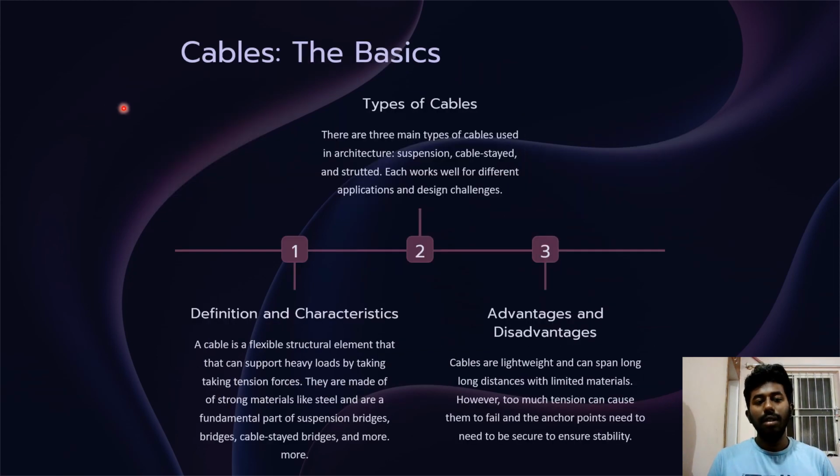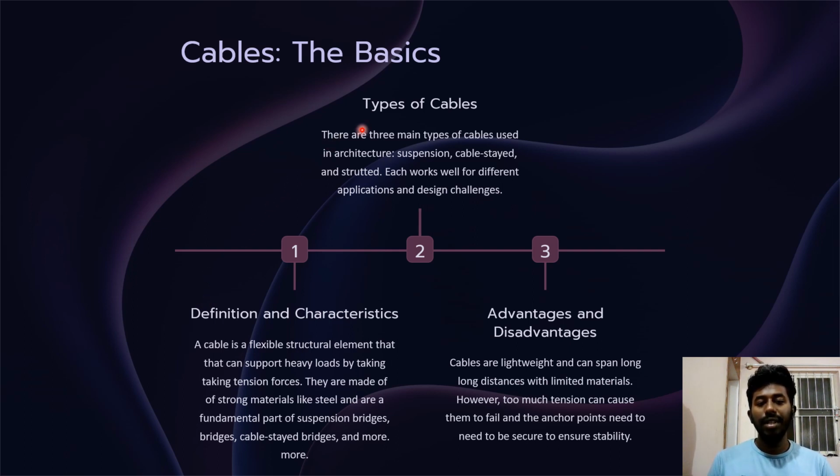So moving on. In this slide, we'll be learning about cables: definition, characteristics, types of cables available, and their advantages and disadvantages. So let's look into them one by one. First, definition and characteristics. A cable is a flexible structural element that can support heavy loads by taking tension forces. They are made up of strong materials like steel and are a fundamental part of suspension bridges, cable-stayed bridges, and more. These are very helpful as they are flexible and can be used in bridges and many other structures.